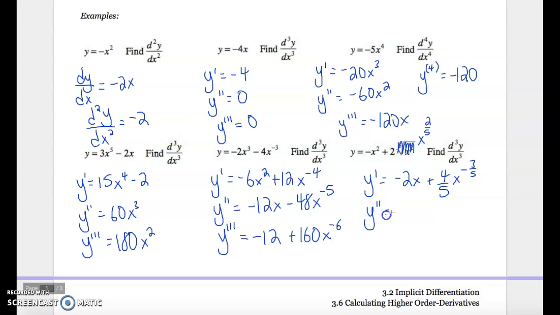Y double prime would be negative 2 minus 12/25 x to the negative 8/5. Yep. And then y triple prime, that would just be 0. Derivative of negative 2 would just be 0. So then this would be, let's see if we can do this. 8 times 12 would be 96 over 25 times 5 is 125x to the negative 13/5.